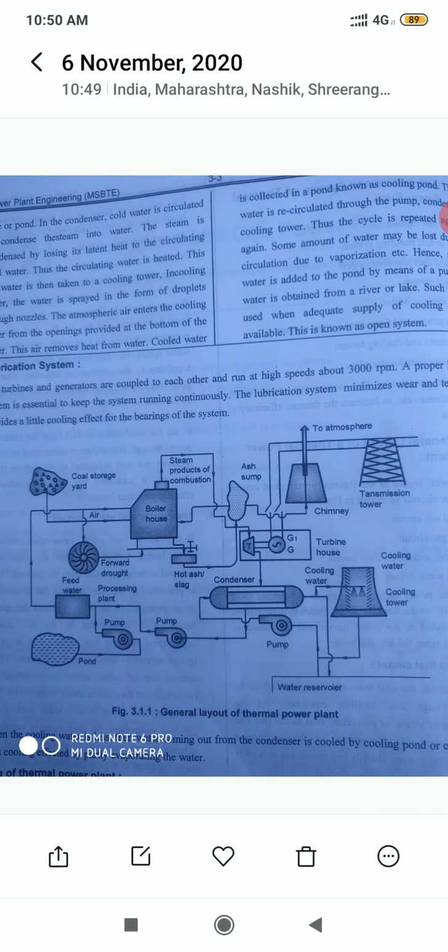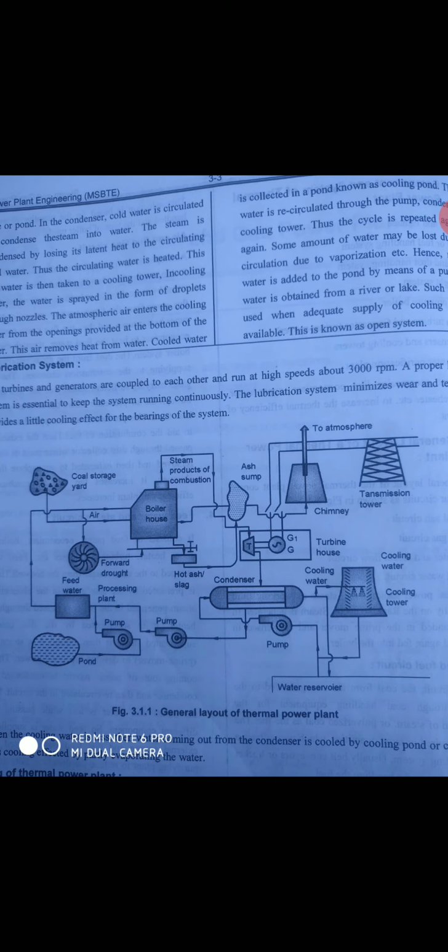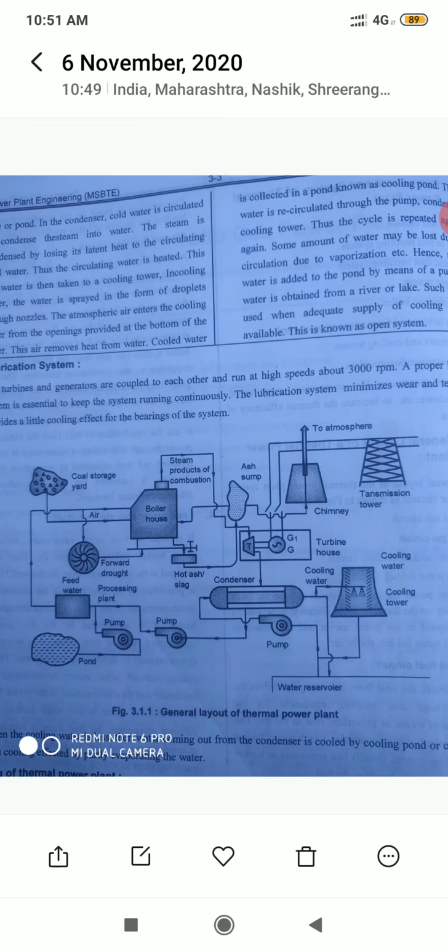Now we'll see the components and systems of thermal power plant. Boiler and furnace, coal and fuel handling system, ash and dust handling system, draught system, high pressure boiler, steam turbine and generator, condenser and cooling tower, feed water purification plant, and different accessories like economizer, superheater, air preheater to increase thermal efficiency of the plant. Now we will study the general layout of a thermal power plant.